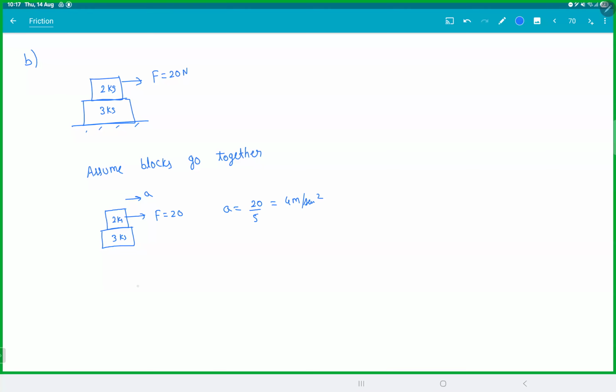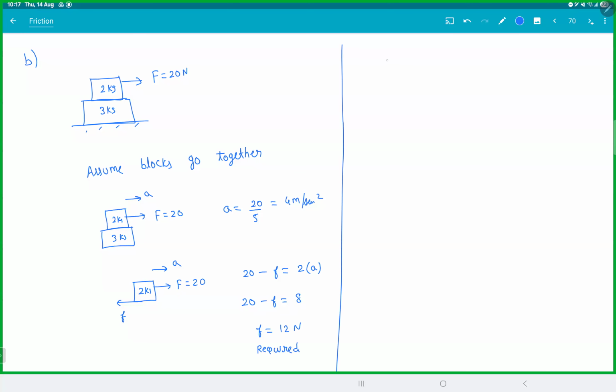You can choose any one block. This time I'll choose the 2 kg block. So this is F, which is 20. The friction will act backward. This is your acceleration. So 20 minus friction is equal to 2 into A. If you observe, I'm not using mu into N anywhere. 20 minus F, that will be 8. So we're getting F is equal to 12 newtons. This is your required friction. Friction is telling you, if you give me 12 newtons, I will make your assumption right. But F max is only 4.